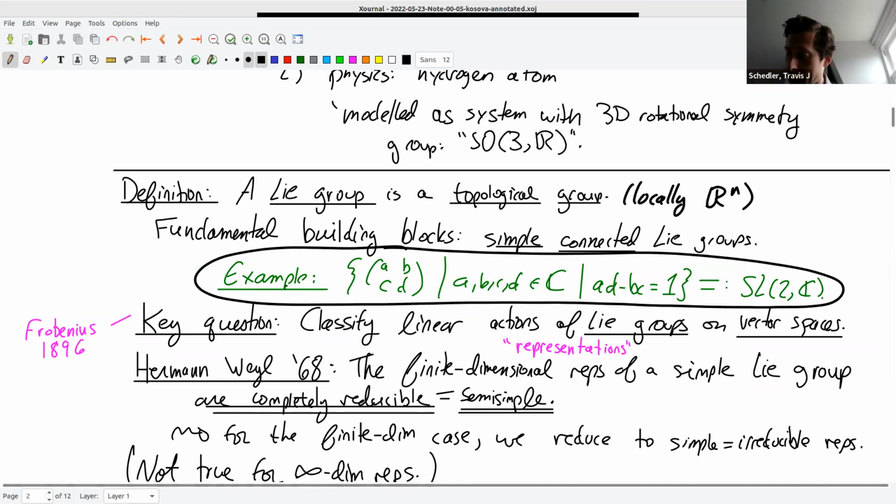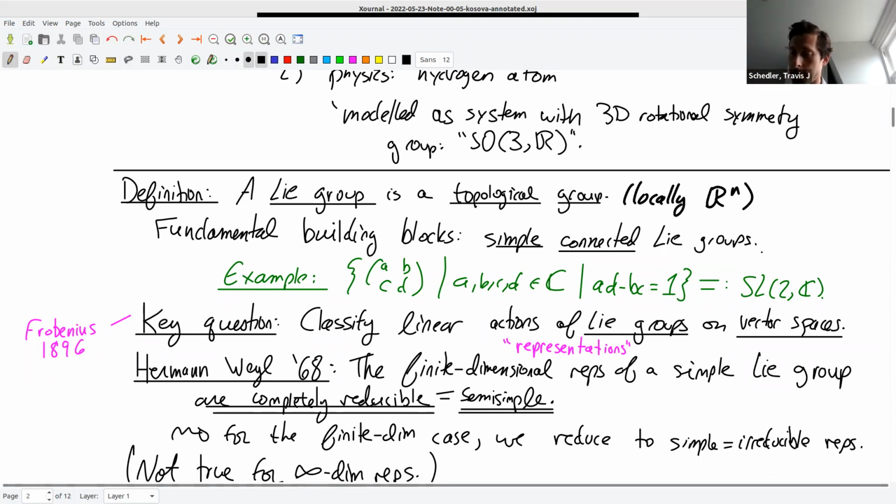We're going to be looking at matrices of determinant 1. Okay, so this is a matrix of determinant 1.